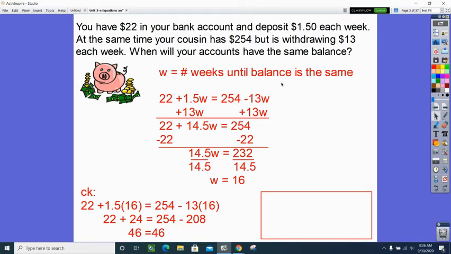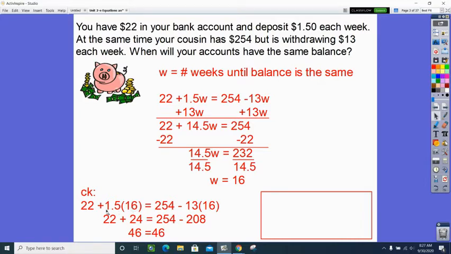So now I need to answer the question, when will your accounts have the same balance? It's going to be 16, and right here we can see weeks. So our answer is 16 weeks. There's another interesting piece of information here where if I had said, and how much would they have at that time, you don't have to work too hard because it's right here.